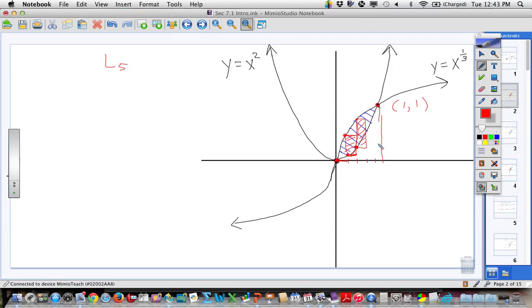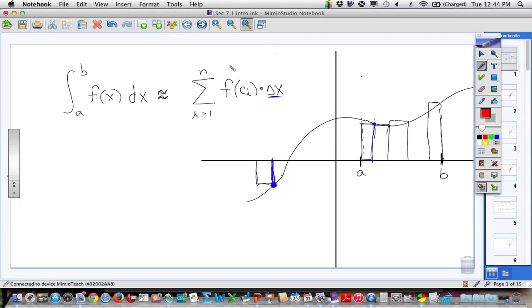And so doesn't it make sense that eventually if we had an infinite number of rectangles, we could just think of it as a bunch of rectangles added up here to get this area, right? Does that make sense? So what would the integral look like then to make that happen? Well, the integral would have to go from 0 to 1, because the rectangles would go from 0 to 1, right? So we'd have to know that intersection point.